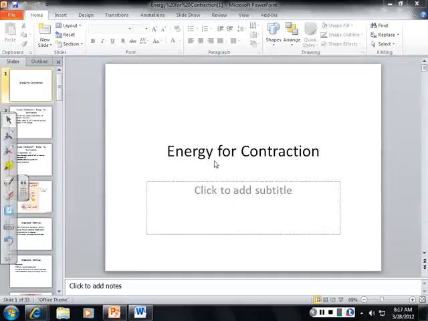Energy, and how we get more energy, and how we can basically make our muscles more efficient.